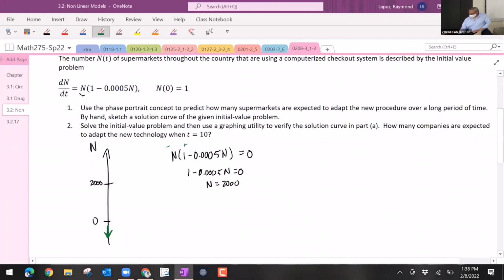Let's find a number between 0 and 2000. So the first n would be positive, and this would be 1 minus a number that's probably going to be less than 1, so this will remain positive. So it looks like this is going to be positive, going up. And then if we put a number that's bigger than 2000, like 1,000,000, I'll have a positive for this first one, and I have 1 minus something that's really big that would make this into a negative. Negative times a positive is a negative.